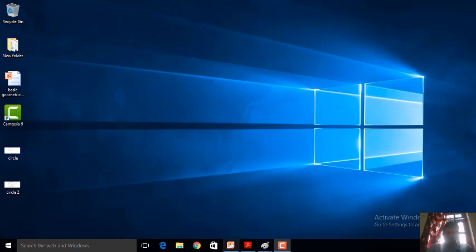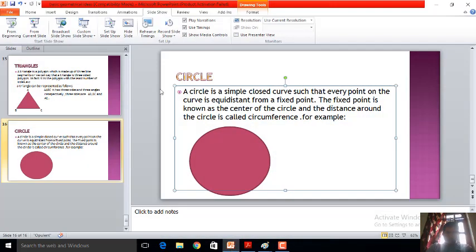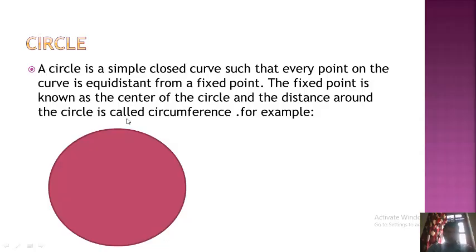So, as you know, I have started the fourth chapter, that is basic geometrical area, and the topic that is going to cover today is circle. So, first, let's begin with the definition of circle. A circle is a simple closed curve such that every point on the circle is equidistant from a fixed point. The fixed point is known as center of the circle, and the distance around the circle is called circumference.